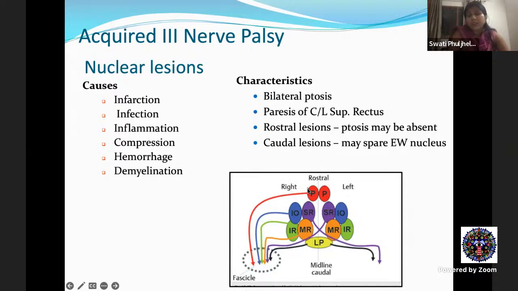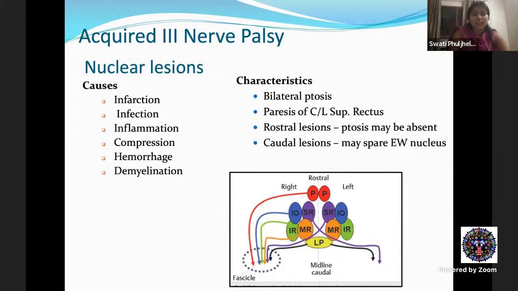It's also important to note that the parasympathetic nucleus is at the rostral part of the midbrain, while the LPS nucleus, or the caudate nucleus, is at the caudal part. So if the lesion is rostral enough or dorsal, it will cause a pupil-involving third nerve palsy, and ptosis may be absent in such cases. While if the lesion is caudal, involving the LPS nucleus, then the third nerve palsy may spare the pupil. So depending on the pupillary involvement or sparing, or depending on the involvement of contralateral superior rectus or bilateral ptosis, one can localize the lesion at the level of the nucleus.